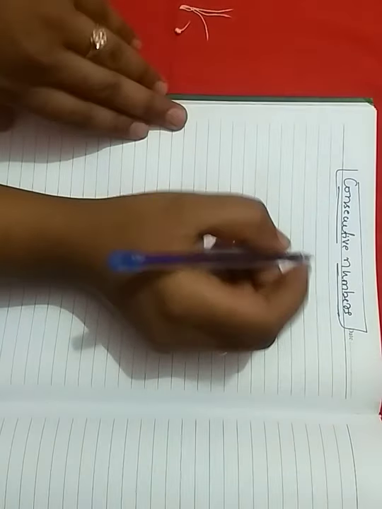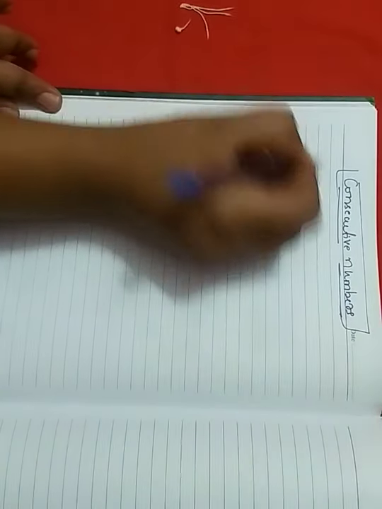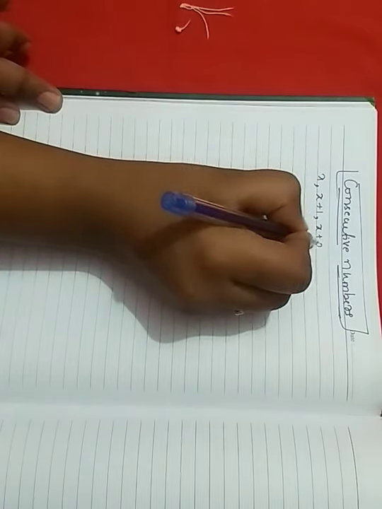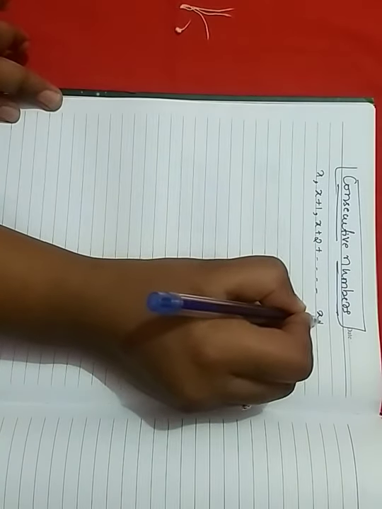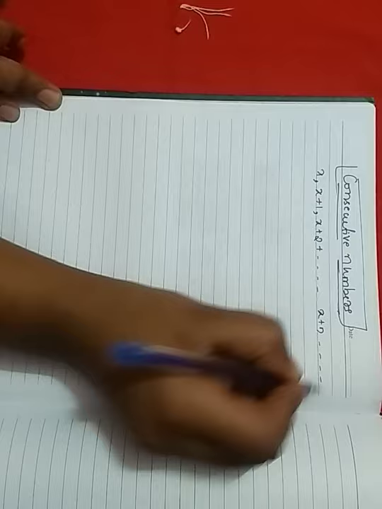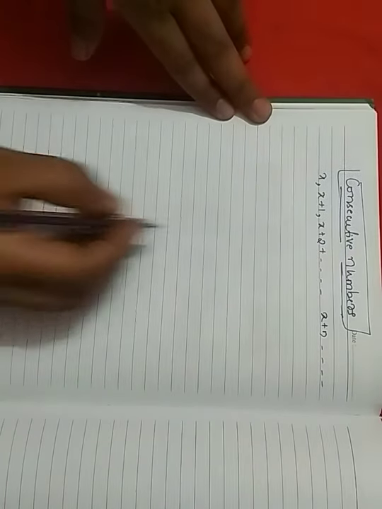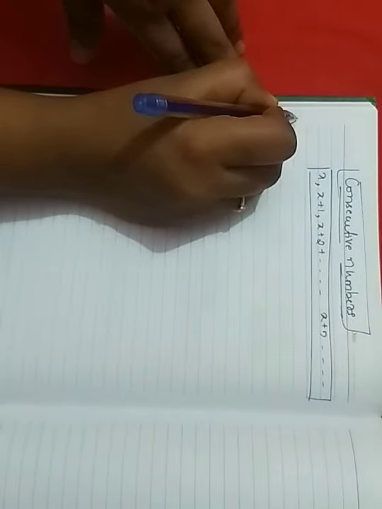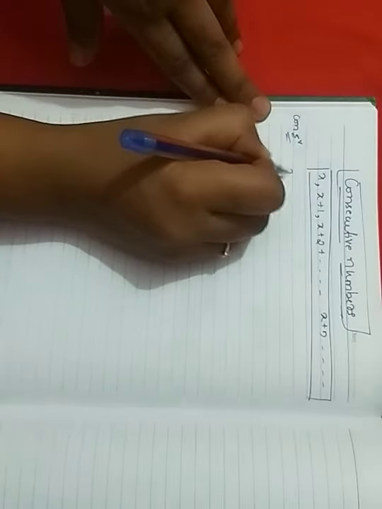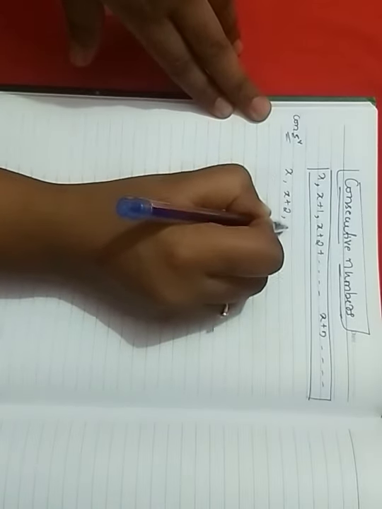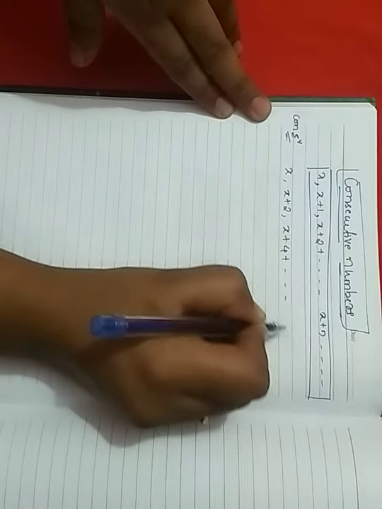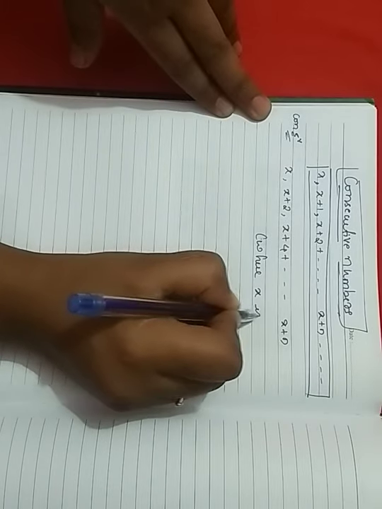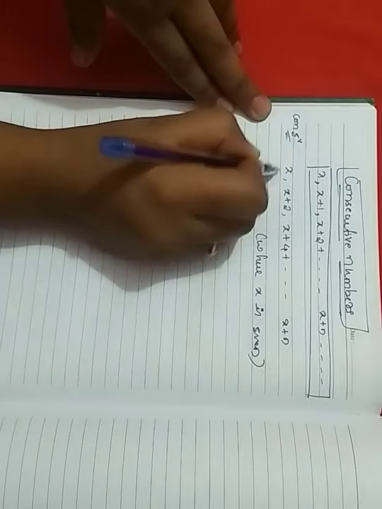So, these consecutive numbers can be represented as x, x plus 1, x plus 2 up to x plus n. It goes to infinity. These are the consecutive numbers. Similarly, the consecutive even numbers are x, x plus 2, x plus 4 up to x plus n, where x is an even number. The given number must be even here.